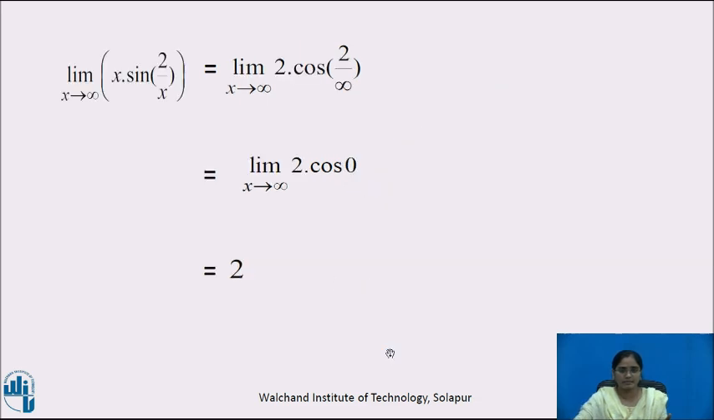Now apply the limit directly. Limit x tends to infinity, 2 into cos of 2 by infinity will give you 0, that is 2 into cos 0. Cos 0 is always 1, so 2 into 1 is 2. In this way, you can evaluate any indeterminate form by using L'Hospital rule. Hence I get limit x tends to infinity of x into sine 2 by x as 2.